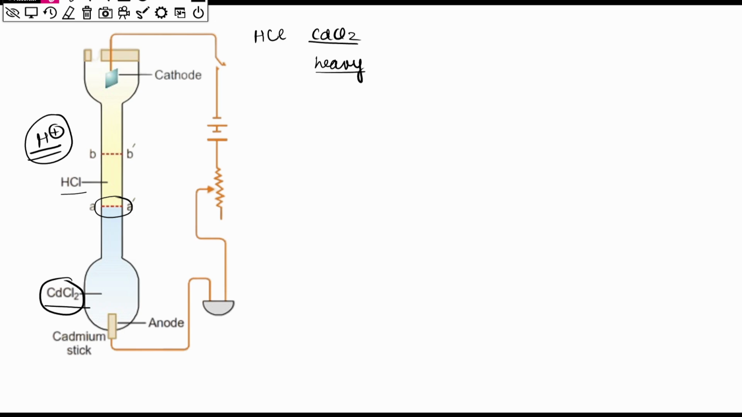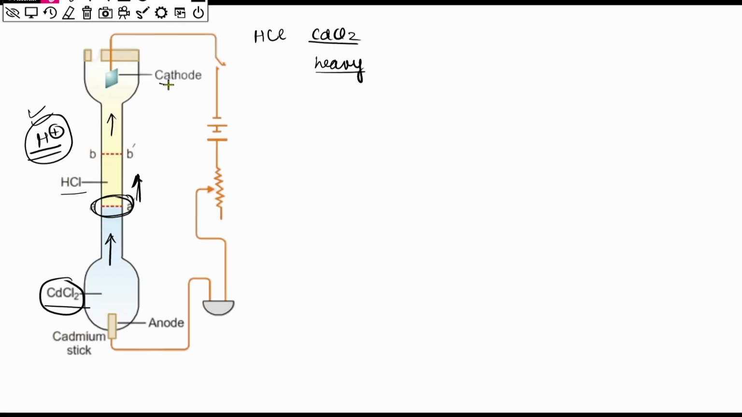Once the circuit is closed and the current starts flowing, as the current passes through in this way, this particular boundary starts shifting upwards. And with this shift in boundary, we can determine how much current was carried by the protons, or the H+ ions. The experimental setup is quite simple, but now I have to explain why this movement of the boundary happens.